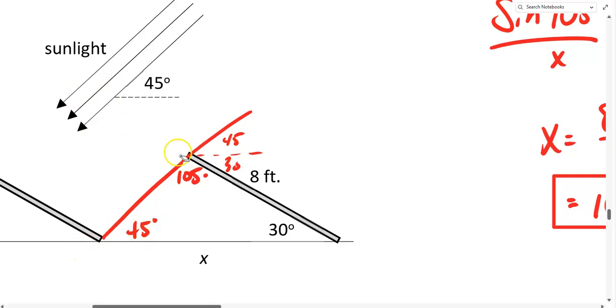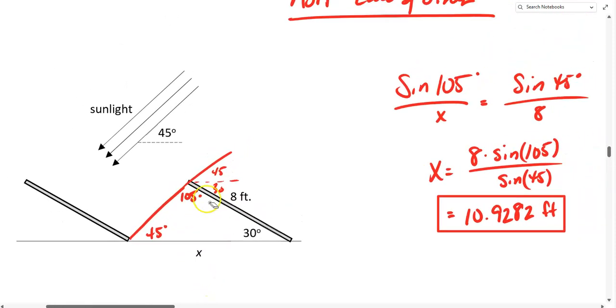We have this notion of alternate interior angles again. Or I'm sorry, same side interior angles on this one, 45 and 45. Alternate interior would be the 30 and the 30. But with the 45 located here at this base and the 30 here, we can establish 105 as the missing angle in this position. Again, we can use law of sines because we have the key fraction with a 45-degree angle and the 8-foot length. We can use the 105-degree angle along with side length x to solve for the missing side length x, and that appears to be about 11 feet.